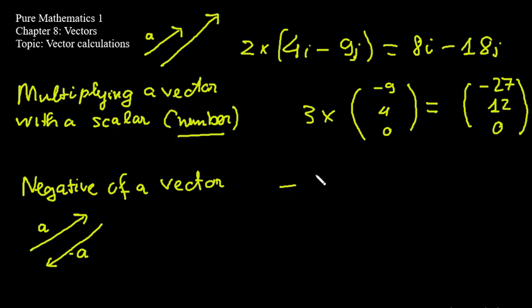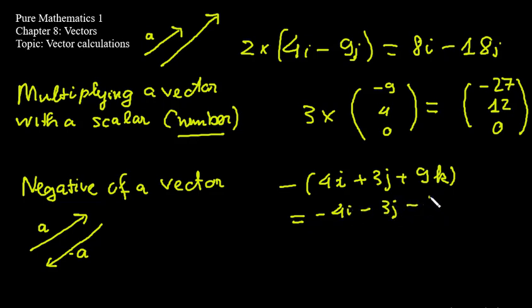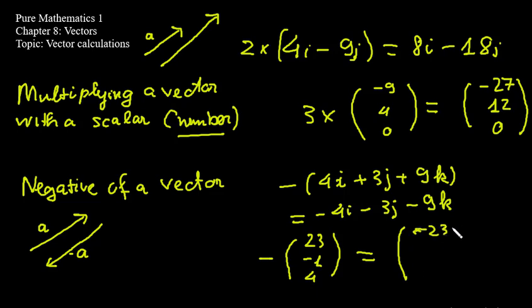If we have minus of 4i plus 3j plus 9k, we would have something like this: minus 4i minus 3j minus 9k. Same length but different direction, so we change the sign. We have minus of 23 minus 1 and 4, and this will be minus 23 here, and 1 and 4. You change the sign of it.